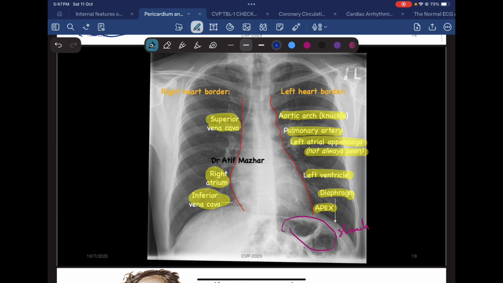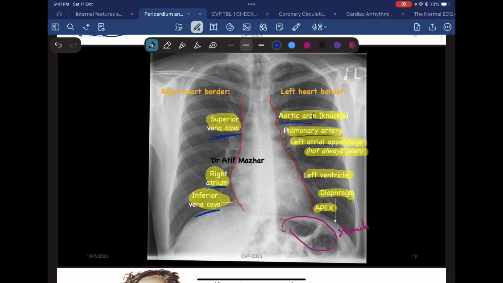You have to be able to identify them. Blood is gonna look white, and that's what you need to know from here. You can see the superior vena cava. You can't actually see it, you just gotta know it's there. The right atrium, the inferior vena cava.